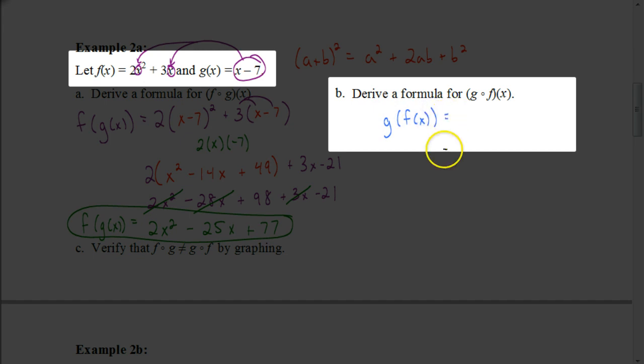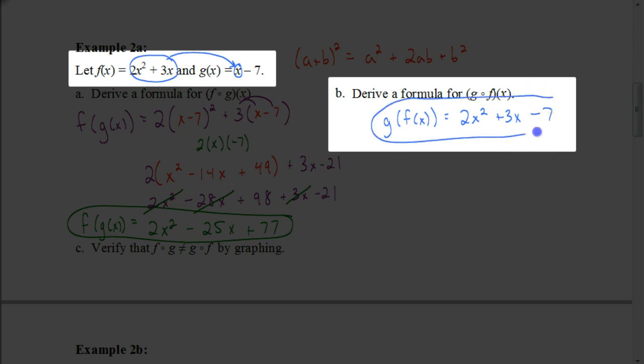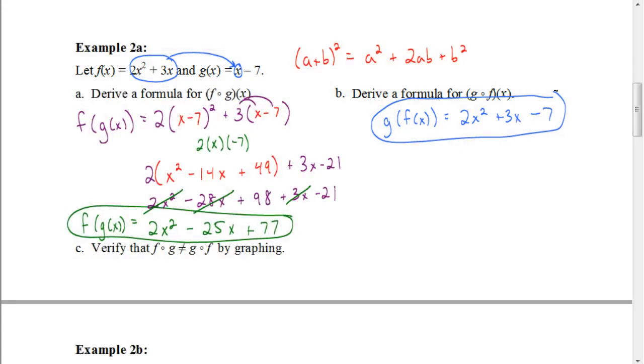Now watch what happens for this one. Because here I'm going to take this 2x squared plus 3x, replace x in my other function with that expression. So I end up with 2x squared plus 3x, and then minus 7. And guess what? That's my answer. I can't simplify that any further, so that is my final answer. So you can see it's not always going to be as complicated as part A. Let's look at part C here.